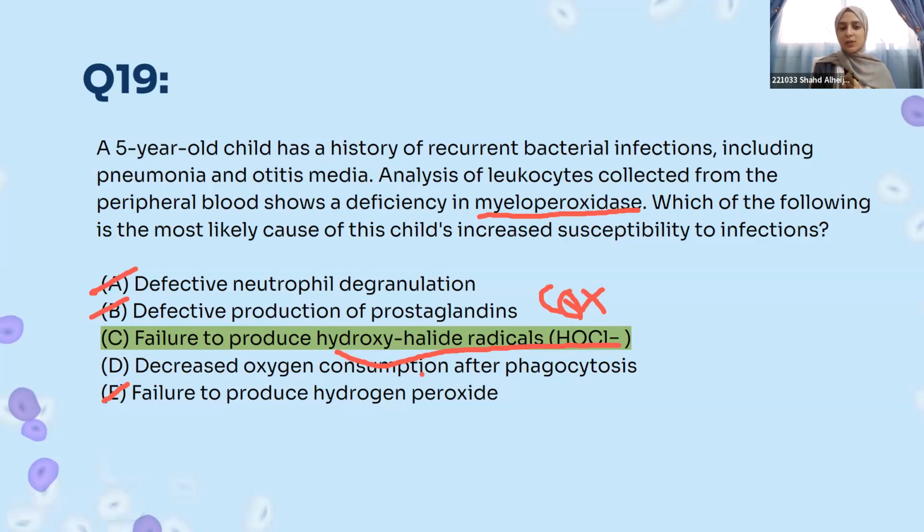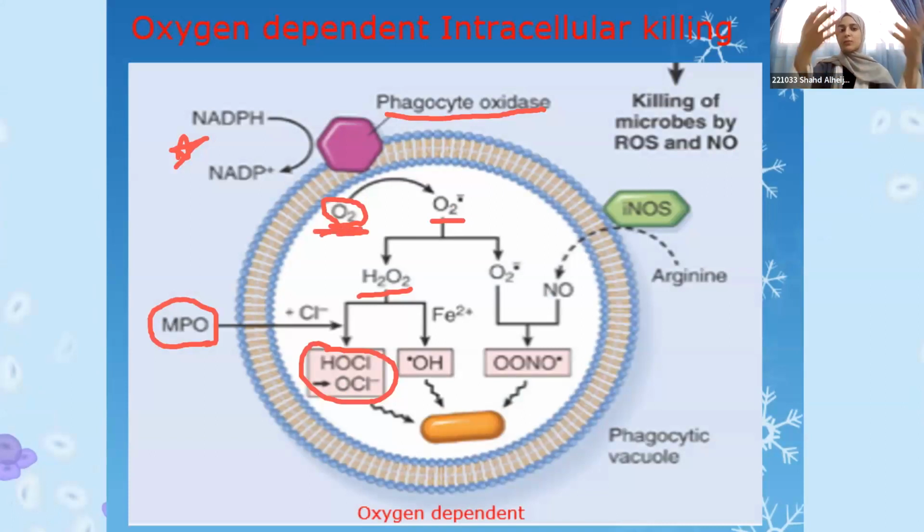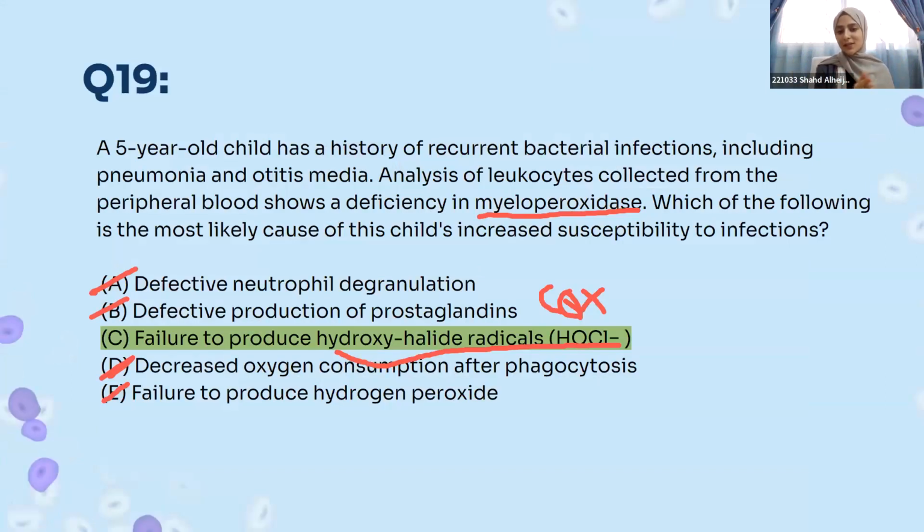Now, a decreased oxygen consumption after phagocytosis. Again, we saw that in this case, no, we need oxygen consumption to produce those reactive oxygen species. So D would be wrong. Again, we explained why E is wrong. So the correct option would be C. Is it clear now?